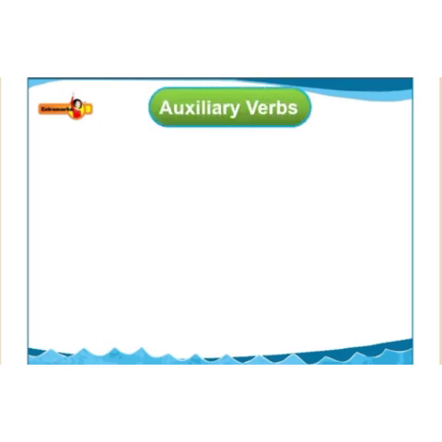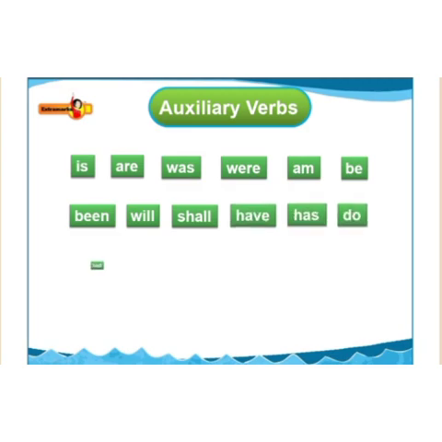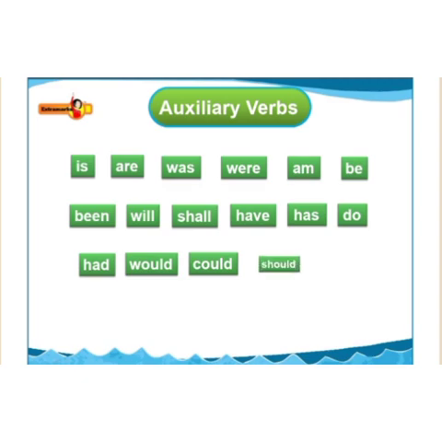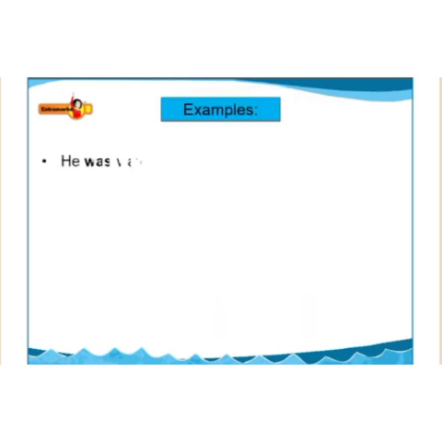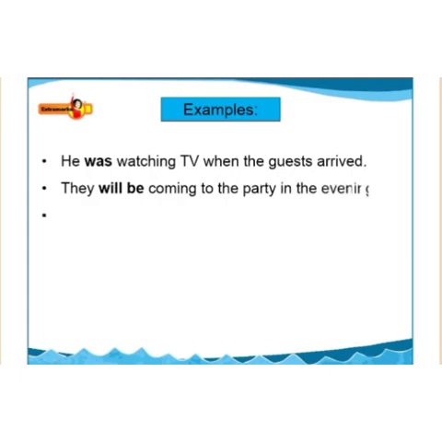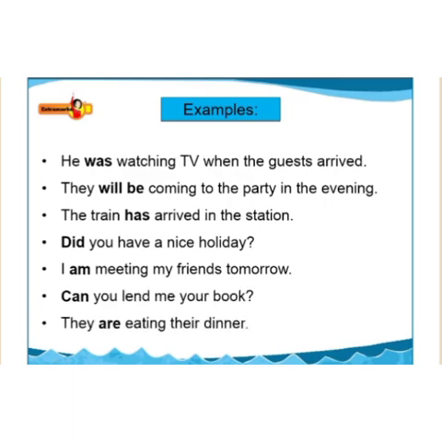Auxiliary verbs. The commonly used auxiliary verbs are as follows: is, are, was, were, am, be, been, will, shall, have, has, do, had, would, could, should, does, did, can, may, might, must, and seem. He was watching TV when the guests arrived. They will be coming to the party in the evening. The train has arrived in the station. Did you have a nice holiday? I am meeting my friends tomorrow. Can you lend me your book? They are eating their dinner.